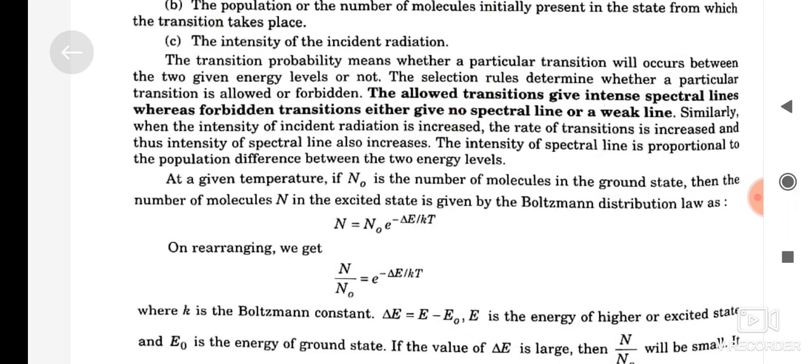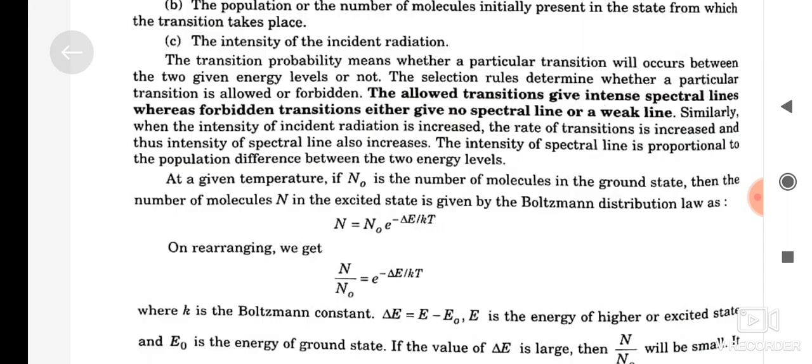The transition probability means whether a particular transition will occur between two given energy levels or not. The selection rules determine whether a particular transition is allowed or forbidden. Allowed transitions give intense spectral lines, whereas forbidden transitions either give no spectral line or a weak line. Similarly, when the intensity of incident radiation increases, the rate of transitions increases, thus the intensity of spectral line also increases. The intensity of a spectral line is proportional to the population difference between the two energy levels.